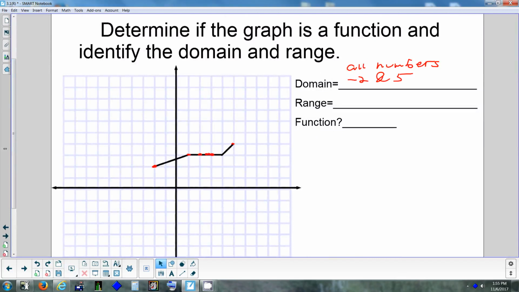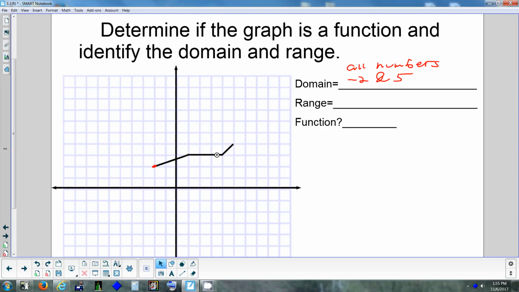It's everything. -2, -1.5, -1.4, 0.6. Okay, because it's connected. Every number between -2 and 5. Every fraction, every possible decimal you can think of between -2 and 5. 4.6, 4.7, 4.8, 4.9. Because it's connected. Anytime it's connected, that's how you have to write it.